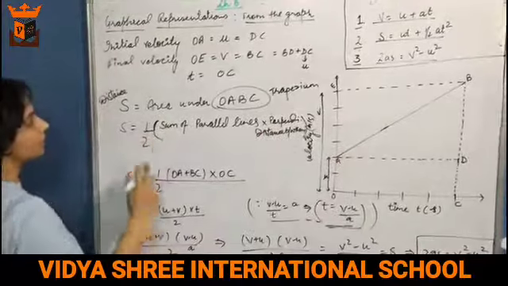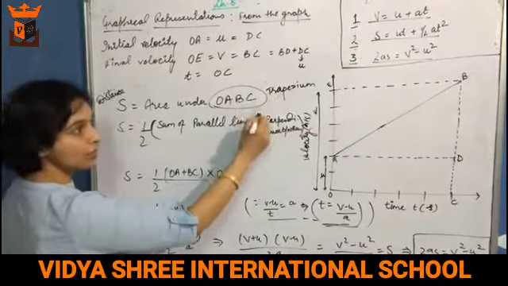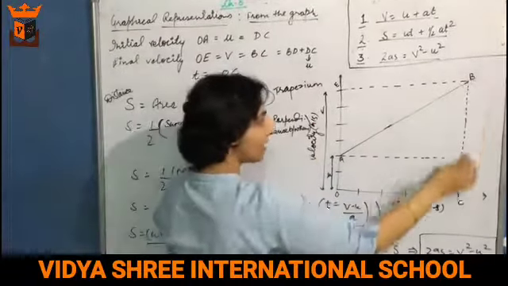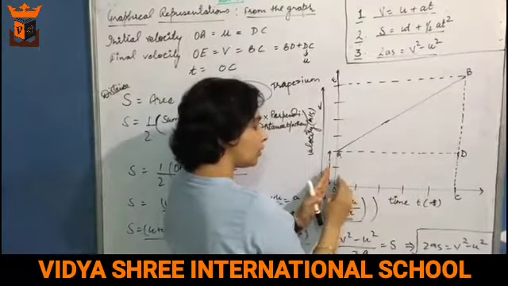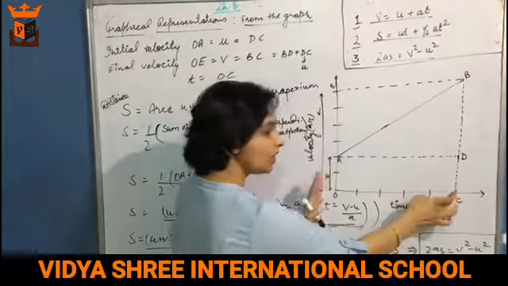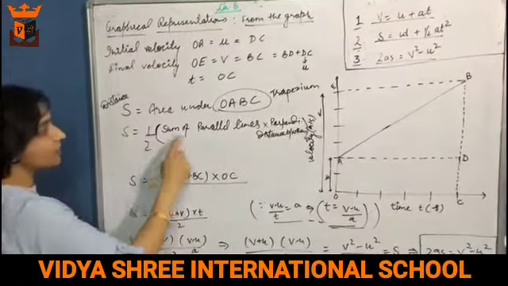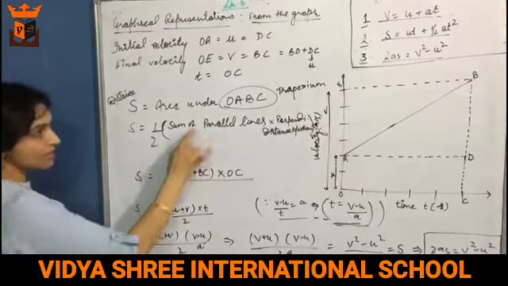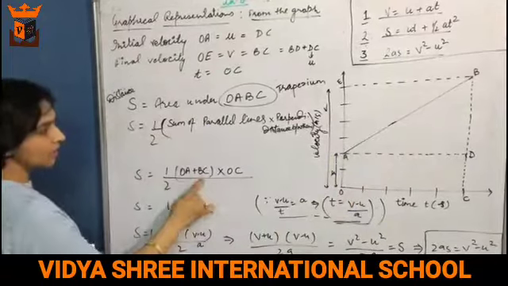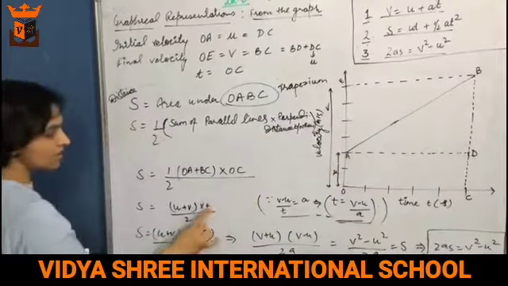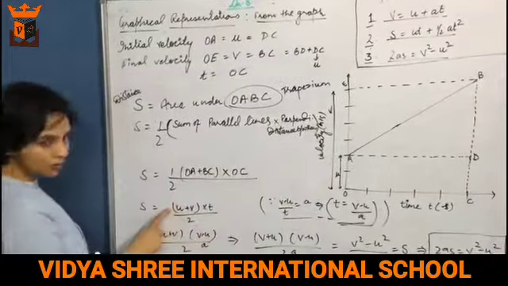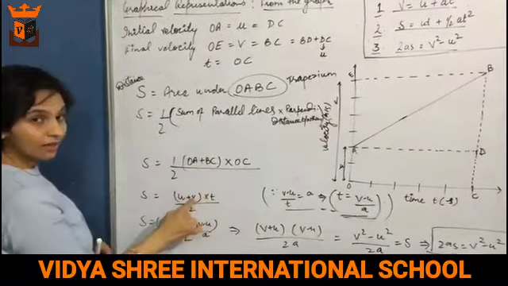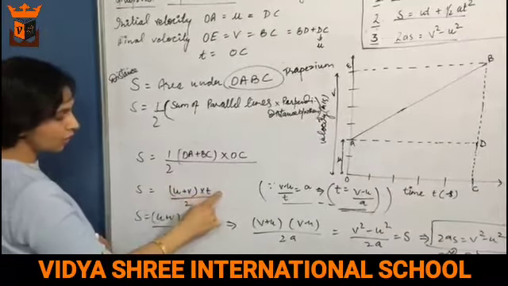OABC, this figure. So distance S is area under OABC. OABC is what? Trapezium. What is the area of trapezium? The sum of parallel lines into the perpendicular distance between them divided by 2. So S is half of sum of parallel lines OA plus BC into distance OC. OC is small t. OA is small u, initial velocity. BC is what? That is final velocity. So u plus v into t divided by 2.